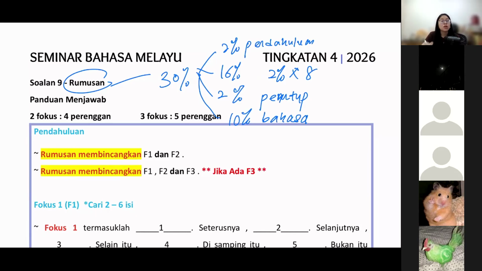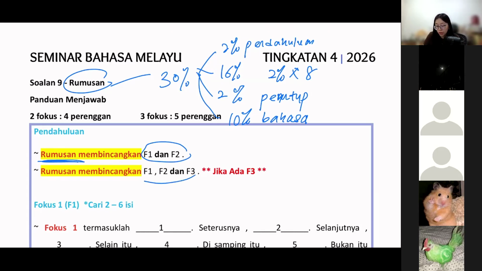Bahasa marks, they will see whether your handwriting, your penanda wacana, your sentence, is it a full sentence, subject plus predicate? If you start a sentence with kata kerja, deduct marks. And also, did you count the word counts as well? So, rumusan membincangkan, remember, it's not rumusan ini, just rumusan is enough. You save one word count already.